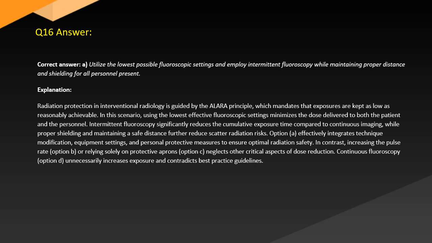Option A effectively integrates technique modification, equipment settings, and personal protective measures to ensure optimal radiation safety. In contrast, increasing the pulse rate, option B, or relying solely on protective aprons, option C, neglects other critical aspects of dose reduction. Continuous fluoroscopy, option D, unnecessarily increases exposure and contradicts best practice guidelines.